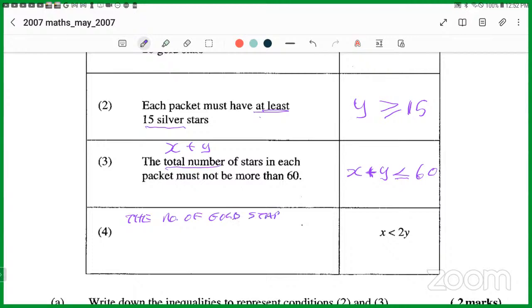The number of gold stars, which is this X right here, must be less than twice the number of silver stars. That is it.